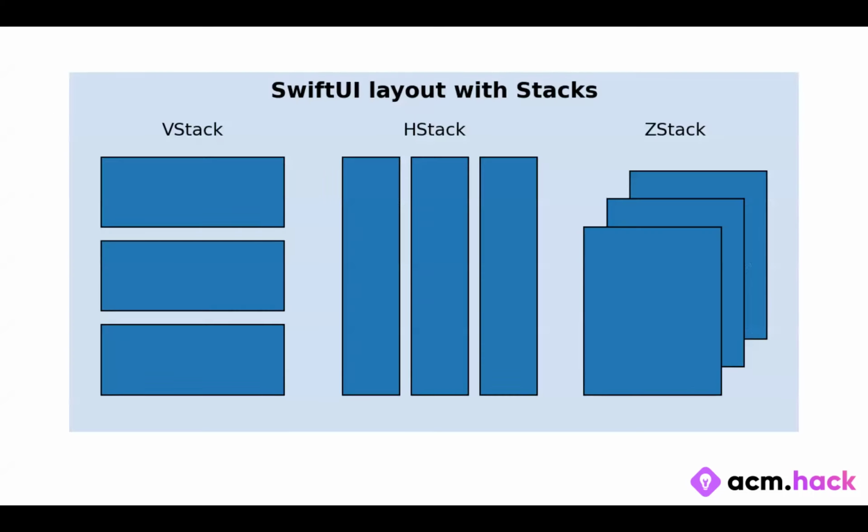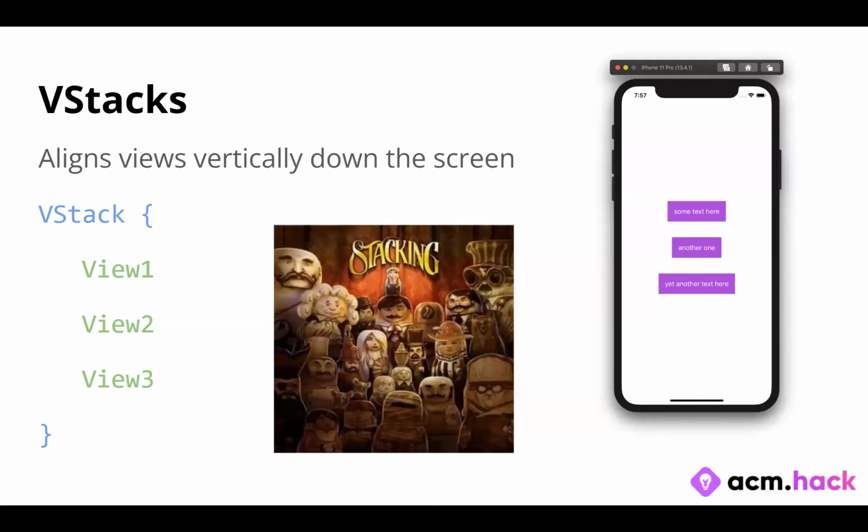And how do you organize these different types of views? We have three organizational techniques: VStack, HStack, and ZStack. In a VStack, basically the views are just stacked vertically. In an HStack, the views are stacked horizontally. And in a ZStack, the views are overlaid on top of each other. All right. So VStacks basically just align the views vertically down the screen. So here's the syntax. It's just VStack and your views, view 1, view 2, view 3. And here we can see some text views that are aligned vertically down the screen.